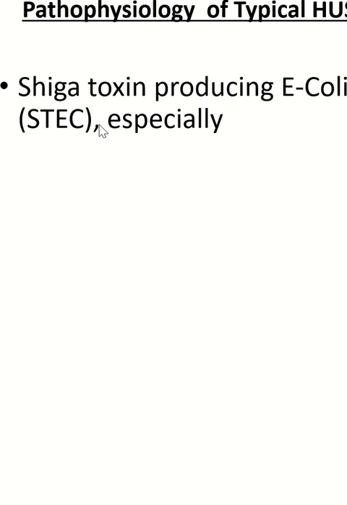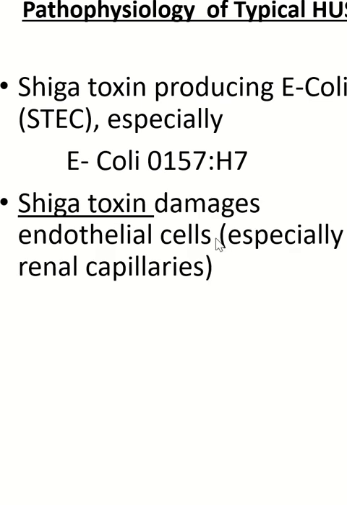E. coli. The strain number which causes HUS is E. coli O157:H7. So this is an E. coli which produces Shiga toxin. Now this Shiga toxin damages the endothelial cells, especially the renal capillaries.